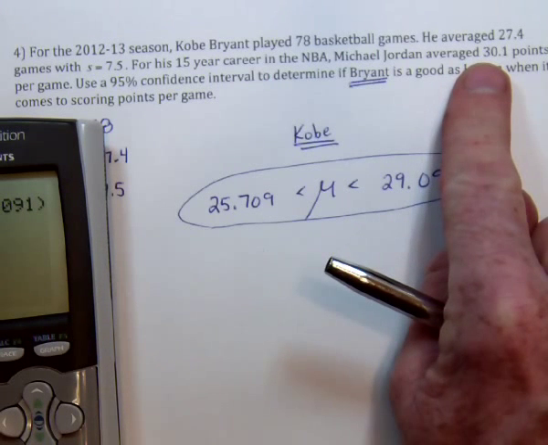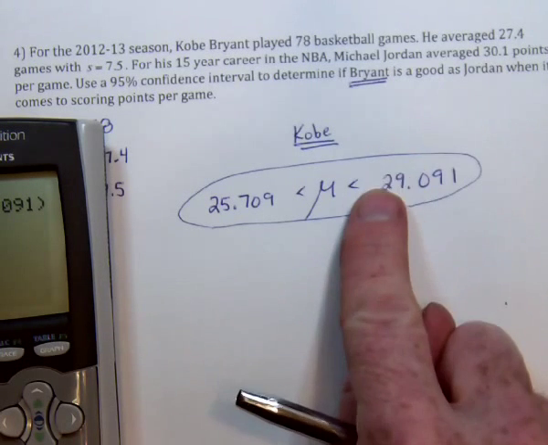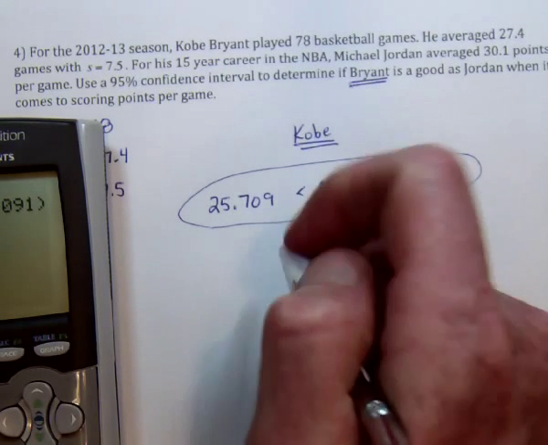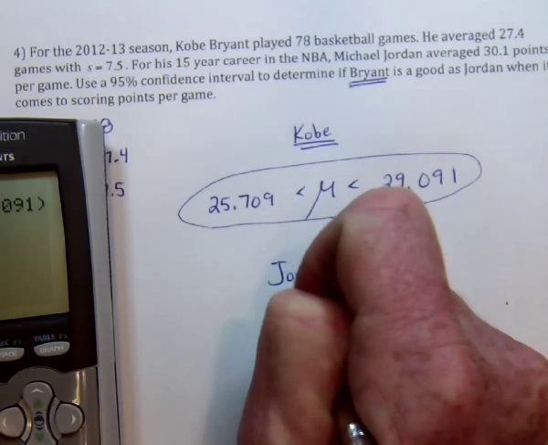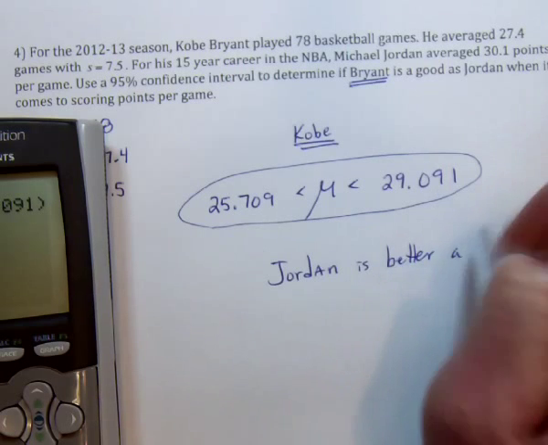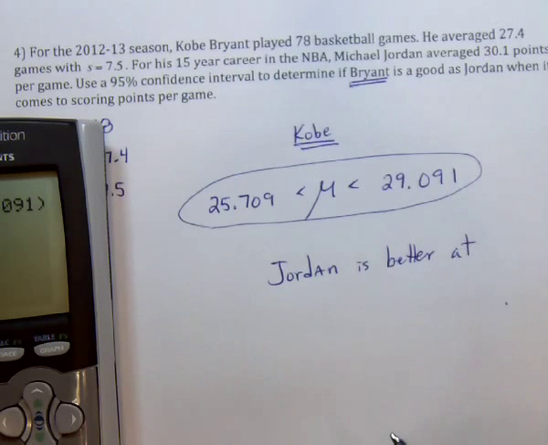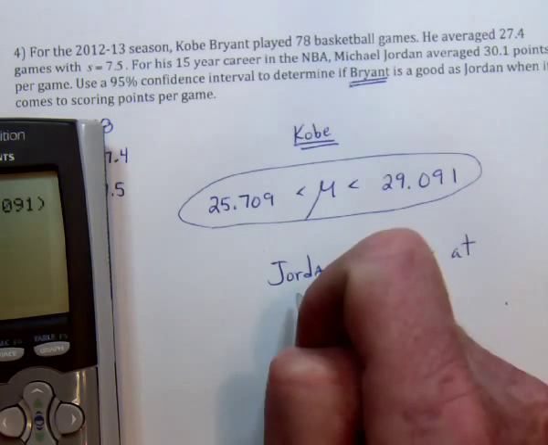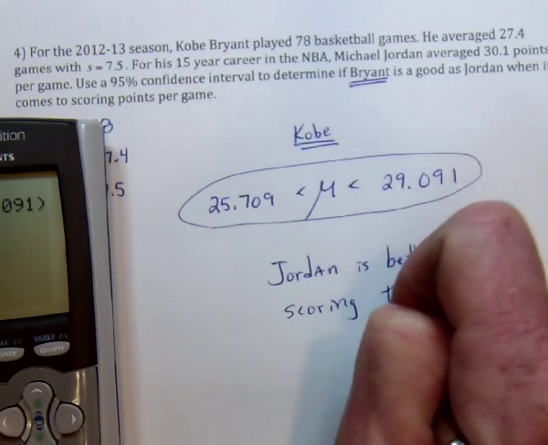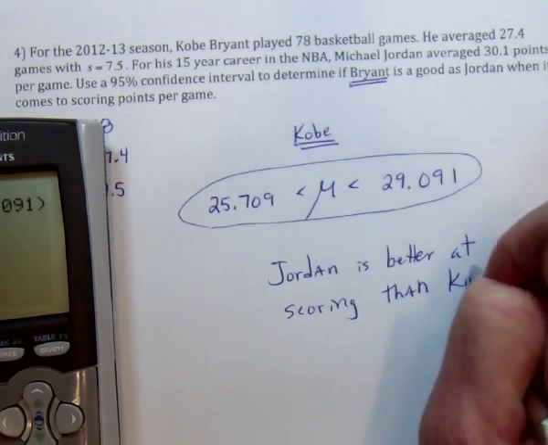Well, as far as scoring points, Michael Jordan's better, because over his lifetime career he averaged 30.1. The very best that Kobe could do is 29.09. So it looks like Michael Jordan was better at scoring than Kobe Bryant.